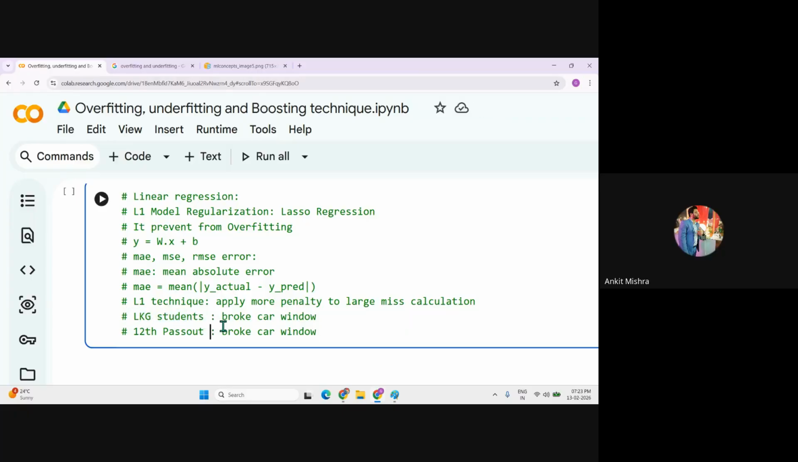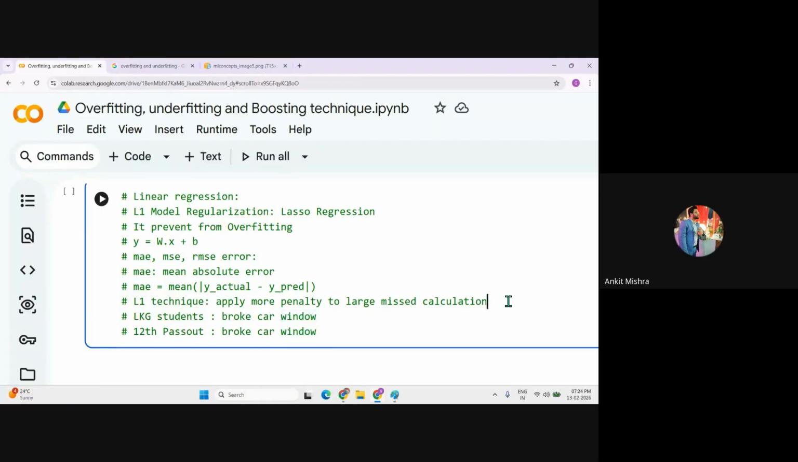Now just let me know, will you use the same technique to penalize each of the candidates, the one who is studying in the LKG class and the second who is in the 12th class? I hope everyone is aware that because this 12th class pass out candidate is more mature, you will definitely apply more penalty to this one rather than this one, right? So this L1 technique tries to generalize the same thing. It will apply more penalty to the large miscalculation, whatever the wrong calculation, rather than the small one, right? So this L1 technique generally just penalizes the large weights, right?